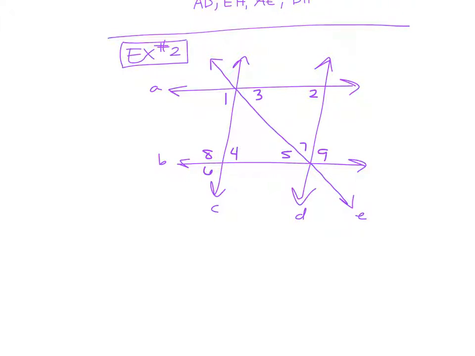If this is our setup, can you find in this picture, because the rule is you need at least 2 lines with a transversal, something that cuts through them, to find these different types of angles. Your 2 lines might be A and B with a transversal of E, or maybe you're going to look at A and B with a transversal of D, or maybe you're going to look at C and D with a transversal of A. You can use any combination of the lines with a transversal to come up with these angles.